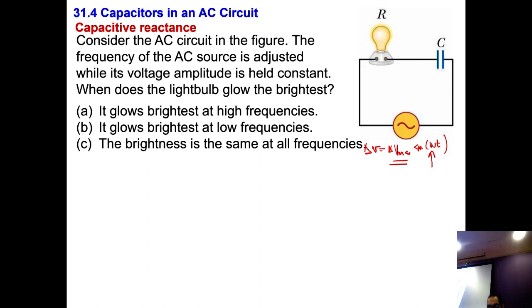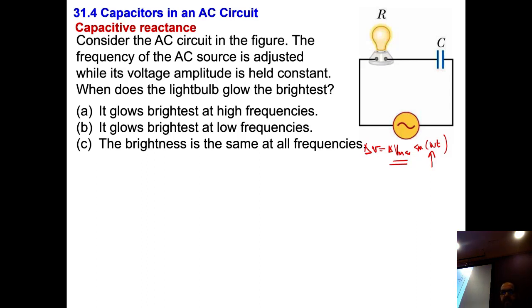Okay, ready? All right, who says A? It glows the brightest at high frequencies. Okay, all right. Who says B? It glows the brightest at low frequencies. Who says C?